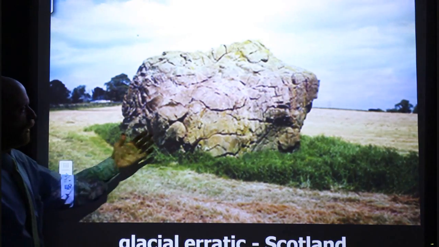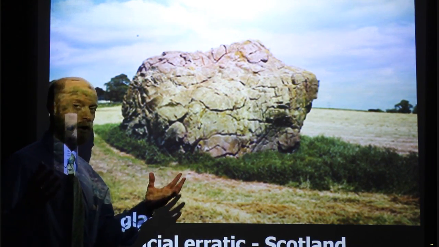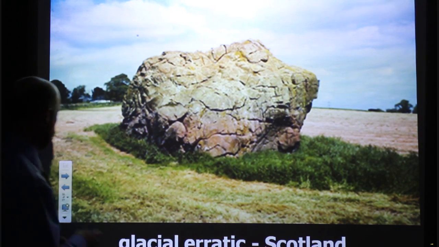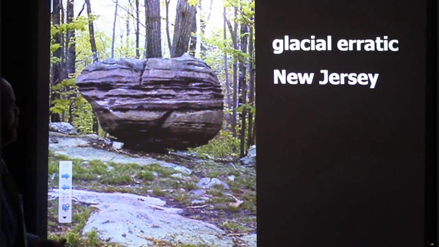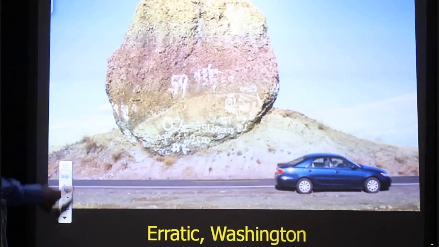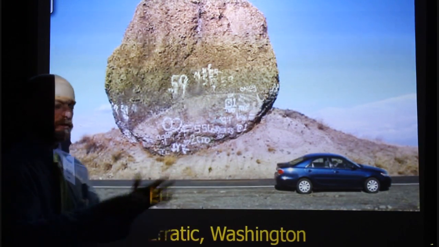Here we go. Large glacier, middle of a field. It is kind of erratic at how this large rock is in the middle of this flat field. Where did it come from? Here's another one. This is in New Jersey. And here's another one. The car in there for scale.